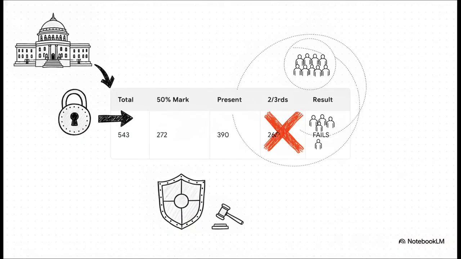Think about how wild this scenario is. Imagine you manage to rally a massive 2/3 majority of the 390 people in the room. That gets you 260 votes. But guess what? The bill still fails. Why? Because 260 falls short of that absolute 272 baseline we just talked about.